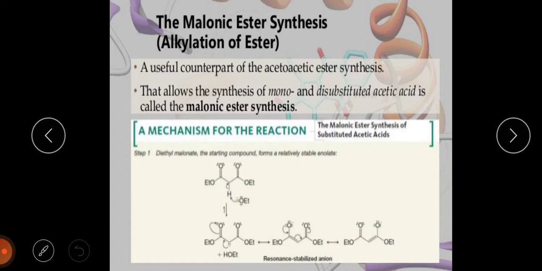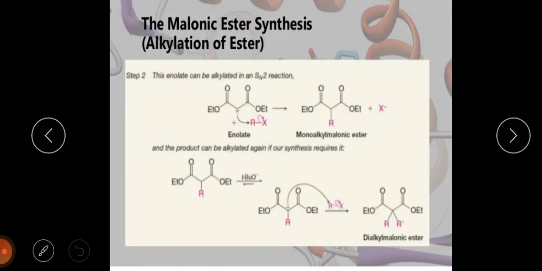Synthesis of mono and disubstituted acetic acid is called malonic ester synthesis. The malonic ester synthesis of substituted acetic acid is as follows. In the first step, diethyl malonate, which is a starting compound, forms a relatively stable enolate, and this stable enolate will be alkylated in an SN2 reaction and the product can be alkylated again if the synthesis requires it. We can see that the enolate which forms will be converted into monoalkyl malonic ester and after another alkylation it will be converted into dialkyl malonic ester.